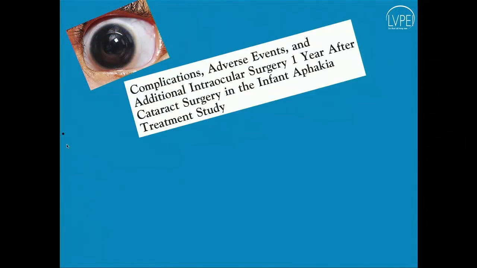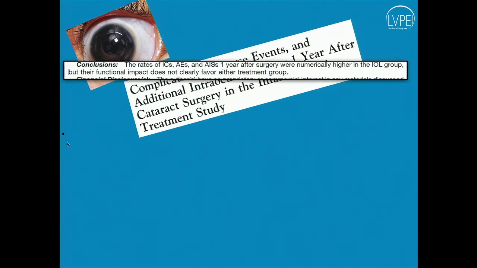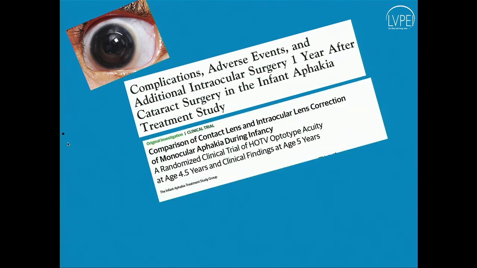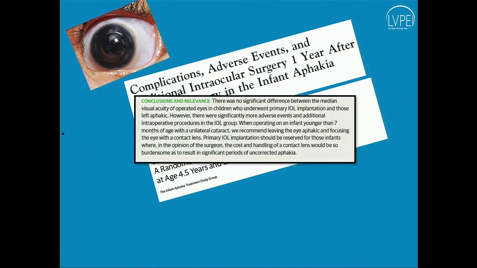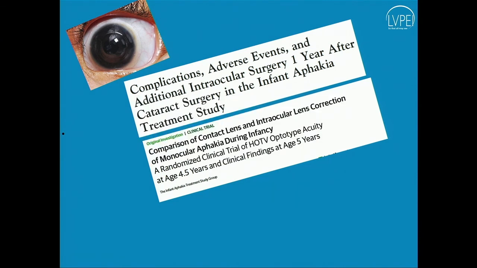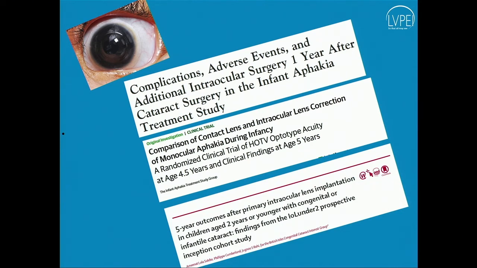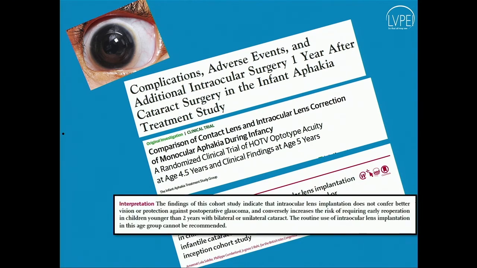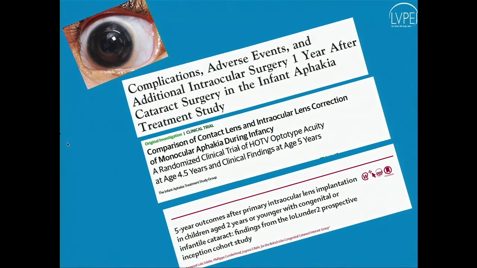So, if you look at the literature, there are significant number of literature at this point of time. The infantile aphakia treatment study says that there are significant adverse events in the first year of life if you implant the lens. If you look at this study, 4-year outcome says the same, except that in some situations the cost factor and the socioeconomic status can be considered when you are doing IOL implantation. And this is the recent study, IOL under 2. Again, it says that routine use of intraocular lens is not recommended under 2 years of age.